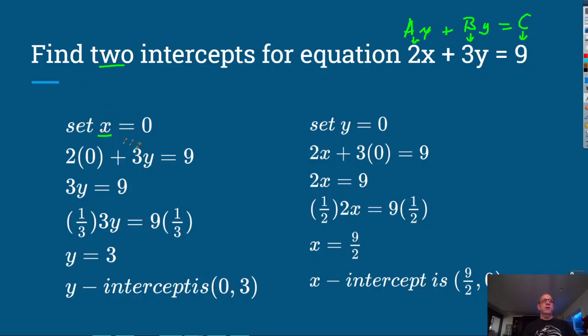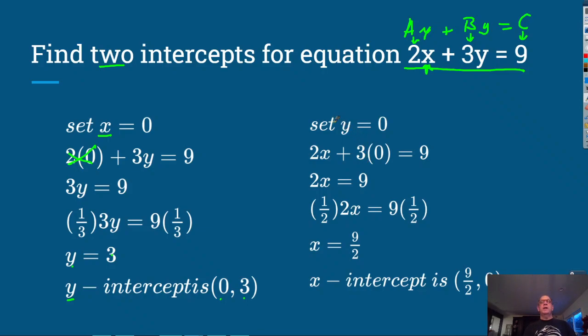So I'm going to start by finding the y-intercept. I'm going to set my x to 0. I'm going back to the original equation and substituting 0 in for x. 2 times 0 plus 3y equals 9. 2 times 0 is nothing, so it's gone. So I have 3y equals 9. Divide both sides by 3. So 3y divided by 3 is y, and 9 divided by 3 is 3. So my y-intercept is x is 0, y is 3.